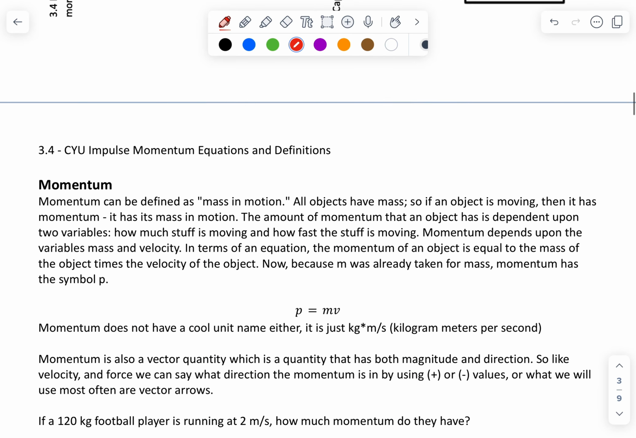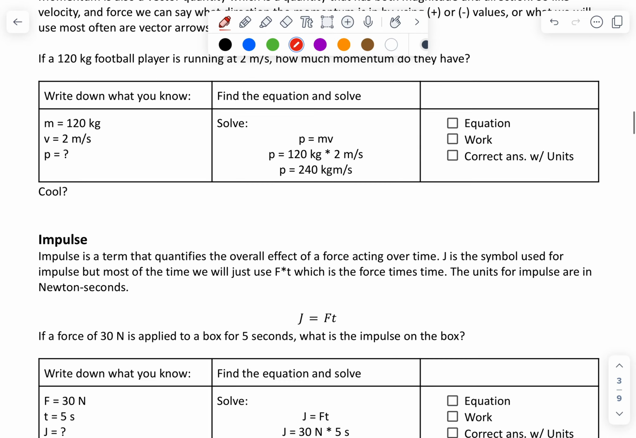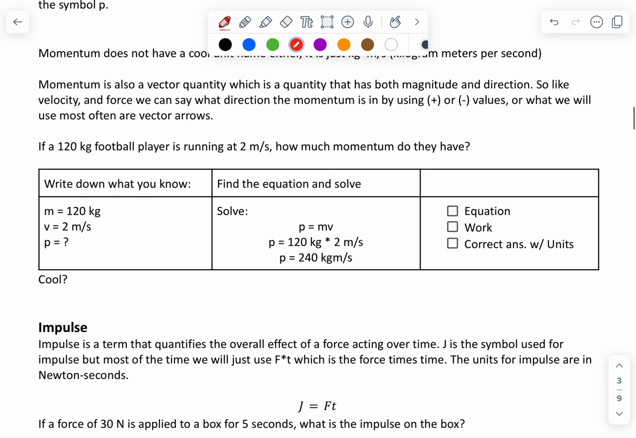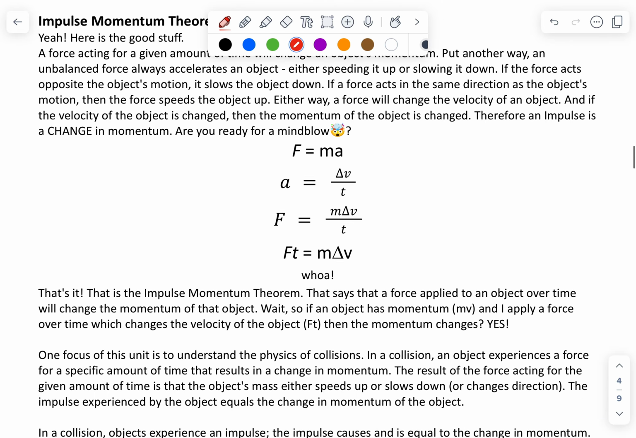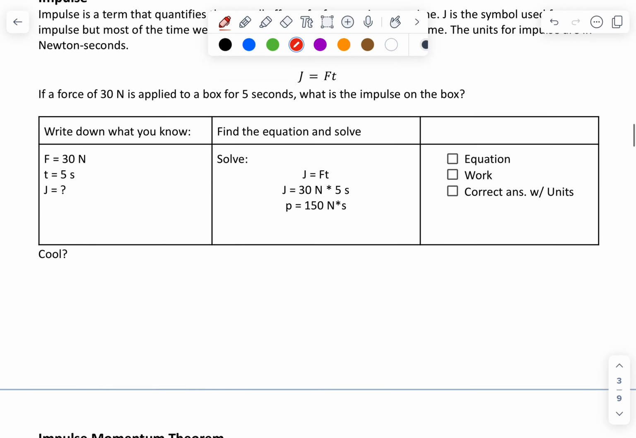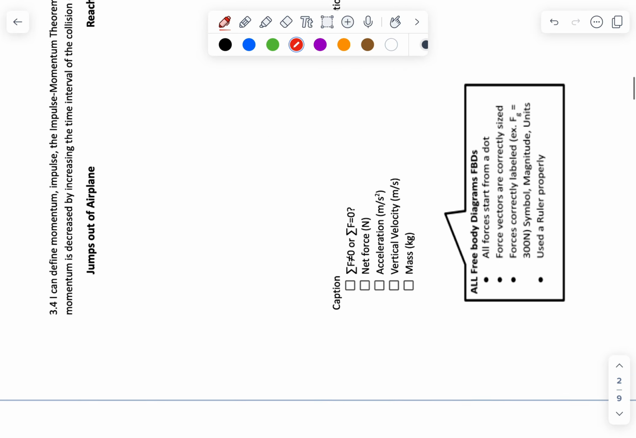Another great resource is over here, which helps you go through all of the different definitions. And then, of course, you have the practice questions here at the end. Let's see if we can do a little bit to set you up here.